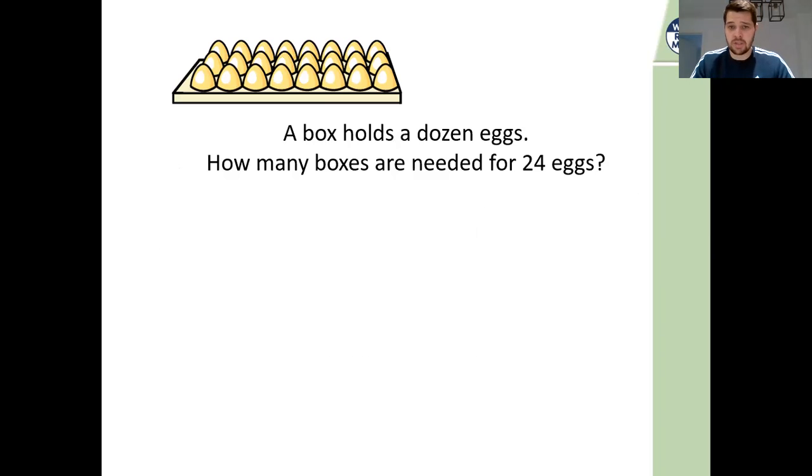So a box holds a dozen eggs. If you're not too sure how many a dozen is, that is 12. So think carefully about how many are in half a dozen or in a baker's dozen. See if you can figure out what a baker's dozen is. How many boxes are needed for 24 eggs? So one box holds a dozen eggs, 12. How many boxes would be needed for 24 eggs?